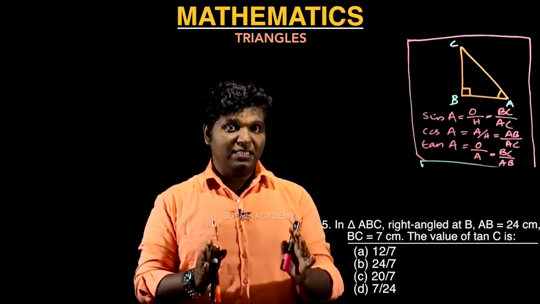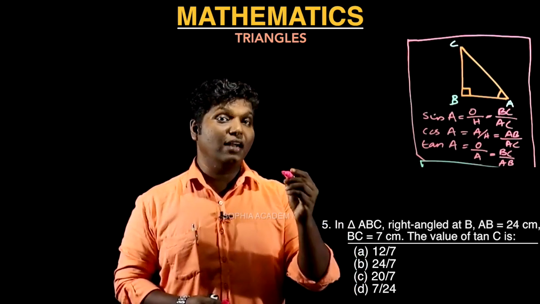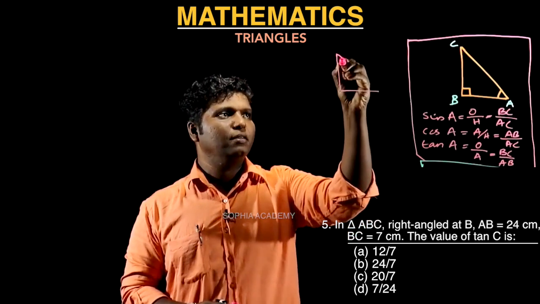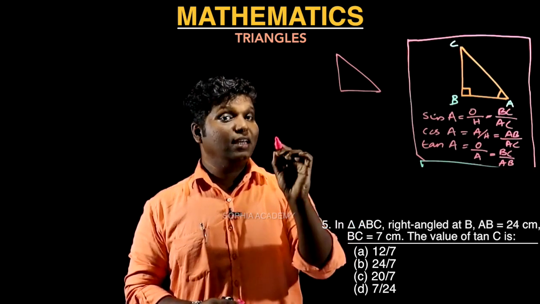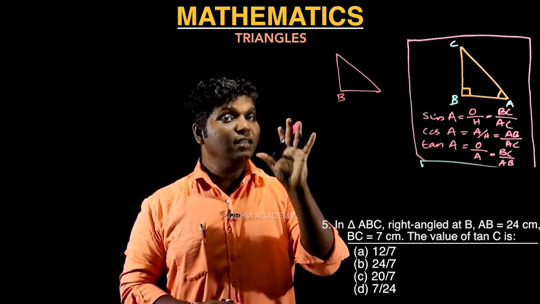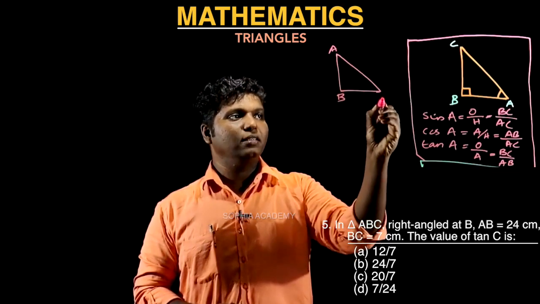In triangle ABC, right angled at B. So it's a triangle ABC. It's right angled at B. So first of all, let us draw the triangle. So we are just simply drawing the triangle, and it's clearly mentioned it's right angled at B. A triangle which is right angled at B. So the other 2 parts will be A and C, right?